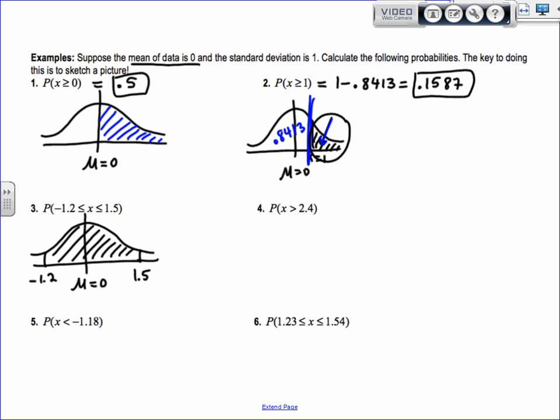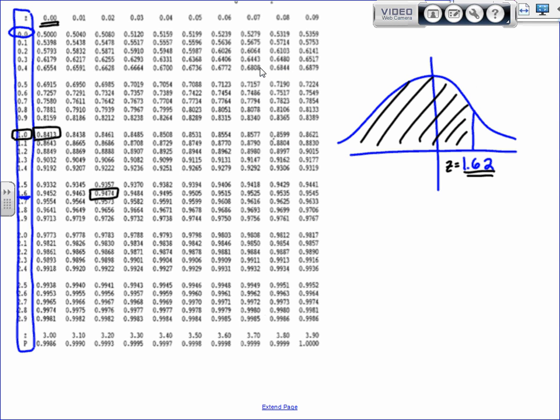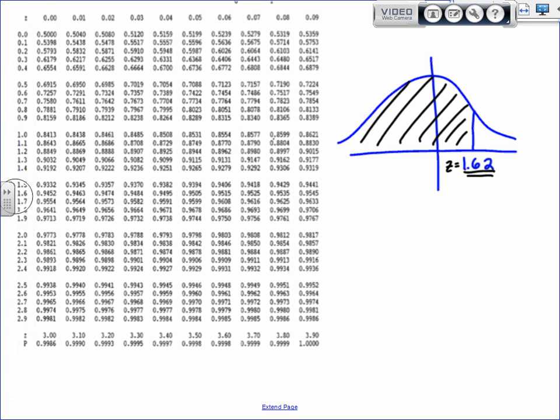Okay, so we're going to look some things up on our table. I want to look up a negative 1.2, but if you notice for your table, so flip to it, you don't have any negatives. So let's look up the positive 1.2. I'm going to go down to 1 point something. So I have 1.2, and then it's 1.20, so it's this one right here.